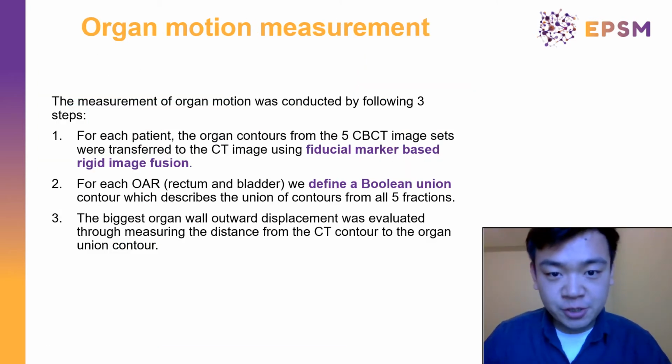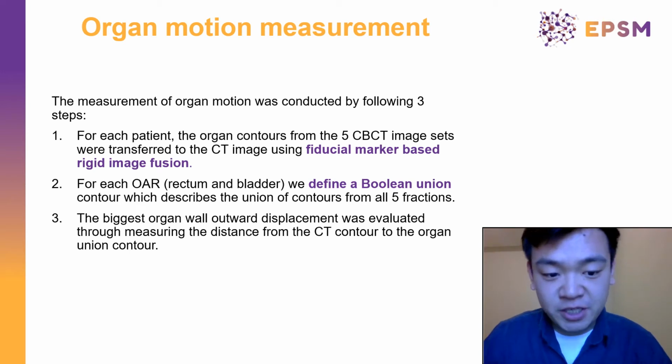For the sake of measuring the organ wall interfraction displacement, the measurement of organ motion was conducted in 3 steps. First, for each patient, the organ contours from 5 CBCT image sets were transferred to the CT image using fiducial marker-based rigid image fusion.